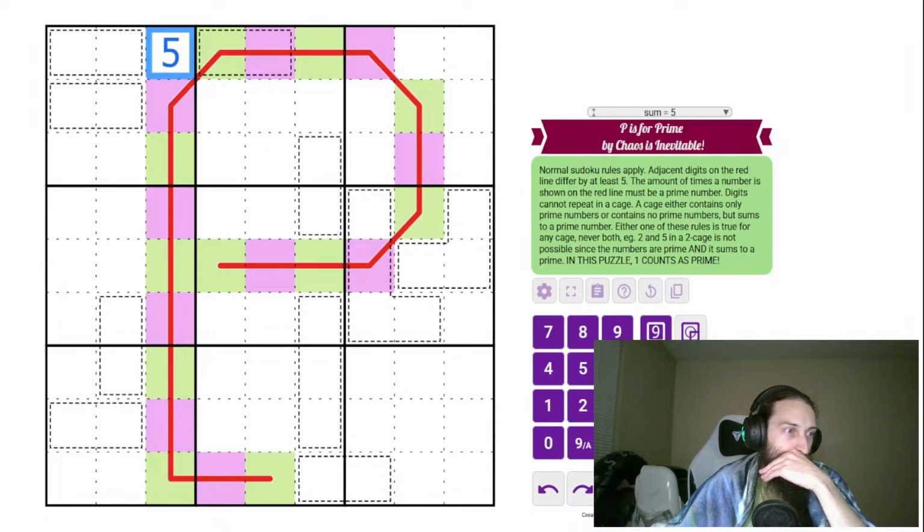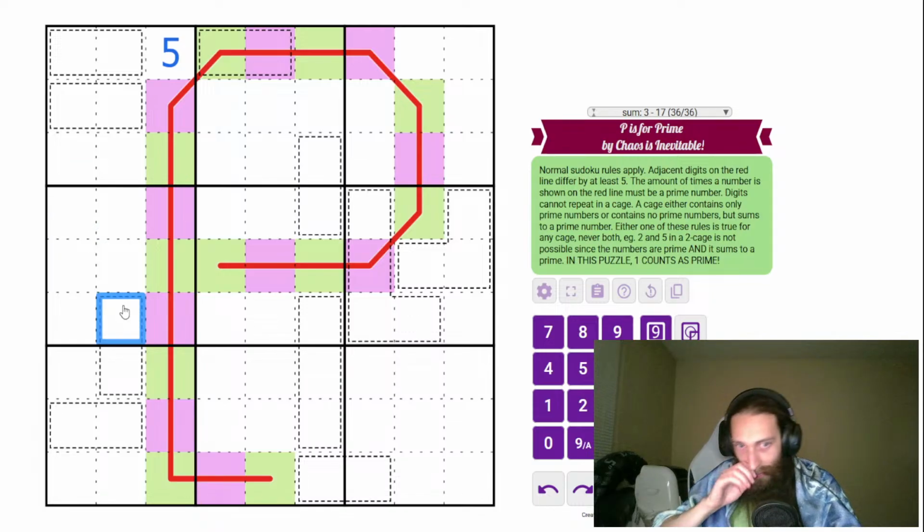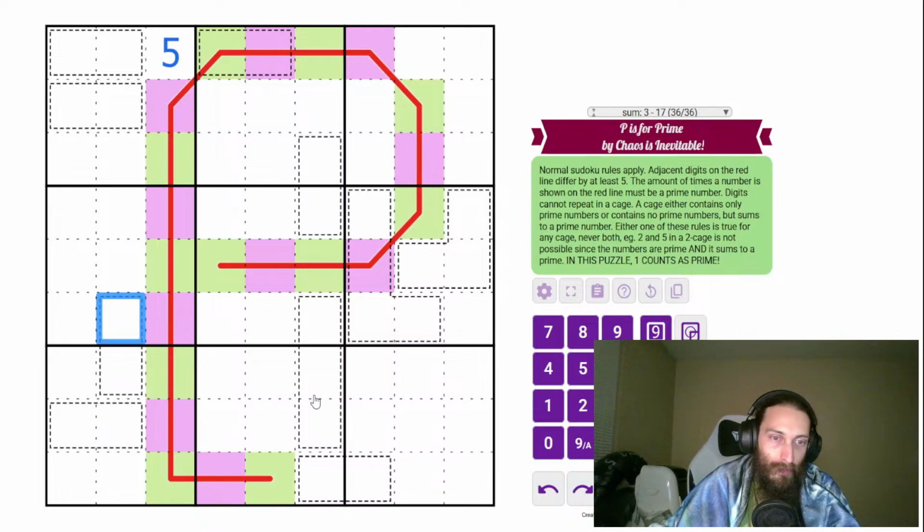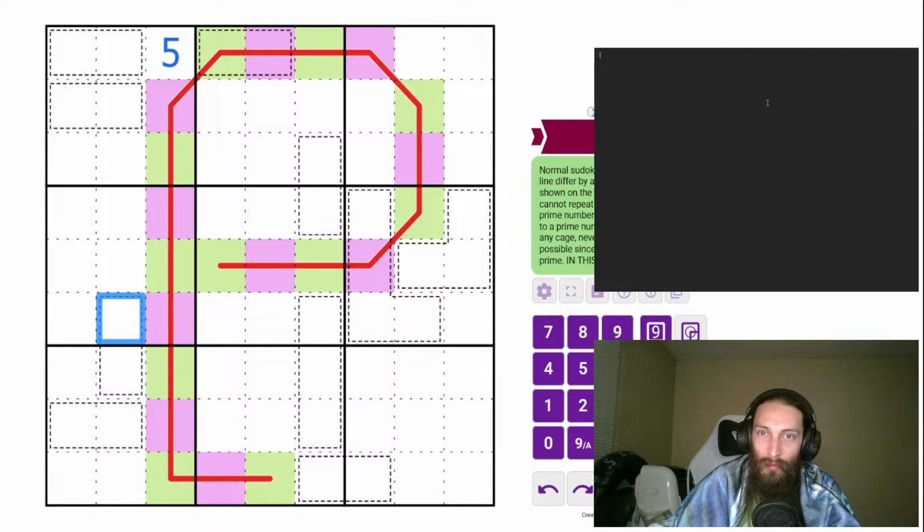Well, I guess 3 would have to be 1 and 2, since 1 is being counted as prime in this puzzle, so okay. Well, no, because it sums to prime. Yeah, so 3 doesn't work. What can we have? Okay, because 1 and 3, 1 is being called prime, so that would sum to 4. That would fit the rules. Okay, 4 would work.